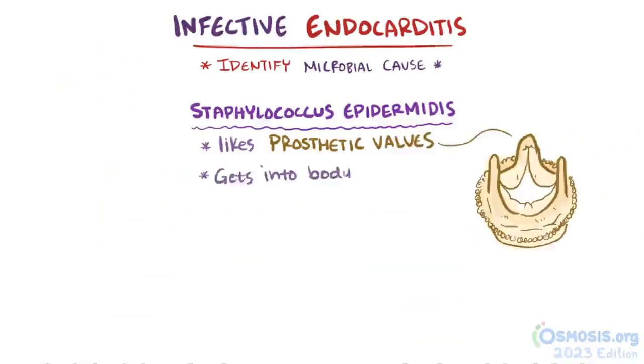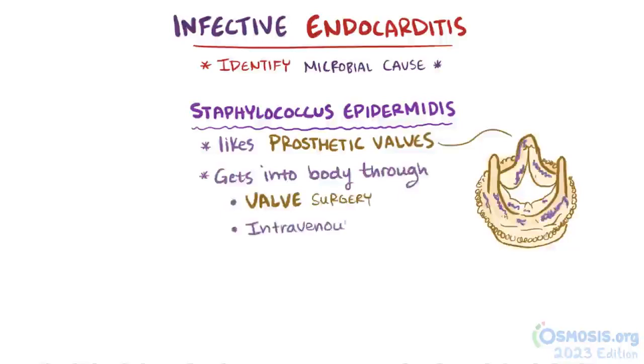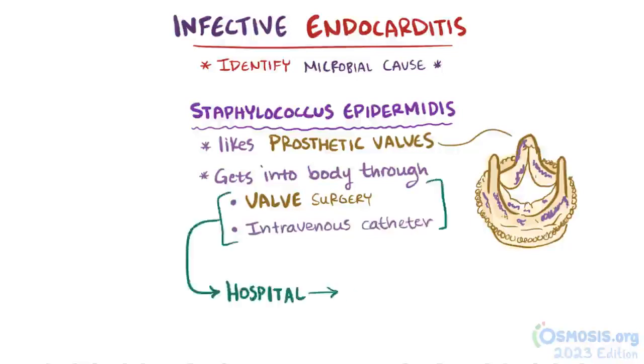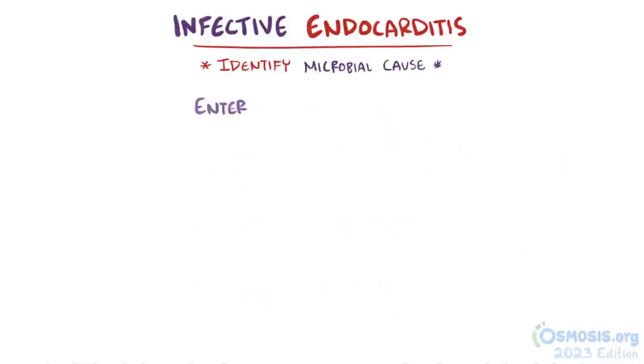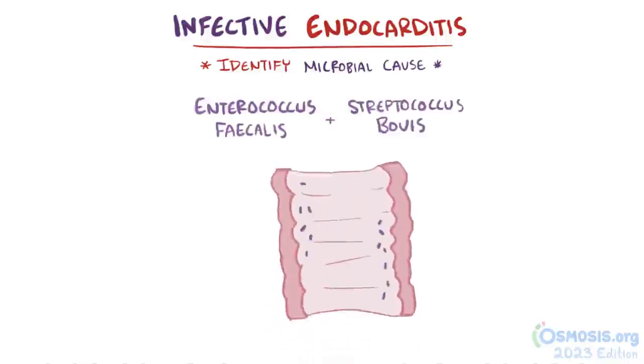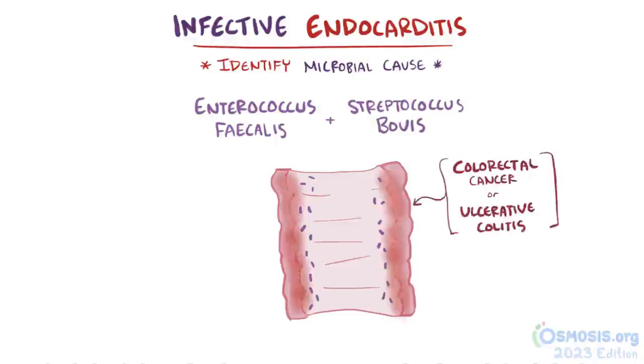One way that the bacteria gets into the body is at the time of heart valve surgery, and it literally sticks around on the valve. Another common point of entry into the body, though, is through an infected intravenous catheter. Both of these scenarios usually happen in a hospital, so this would be considered a nosocomial infection. Two other bacterial species are Enterococcus fecalis and Streptococcus bovis, which are both normally found in the gut flora. But when somebody has severe colorectal disease, like colorectal cancer or ulcerative colitis, these gut bacteria can migrate across the gut lining and into the bloodstream, which becomes a setup for potential endocarditis.